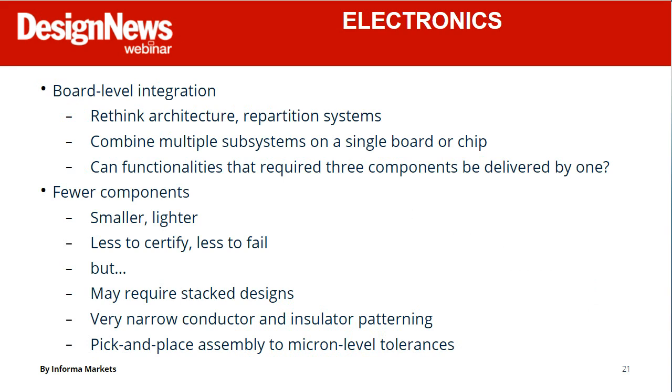which brings up, actually before we get into the next trend, how do we do this? Again, we were talking about what happens in the consumer space. Take a cue from them, and it's not Moore's law, it's really rethinking the architecture. So at a board level, you're looking at how you can combine multiple subsystems on a single board or chip. Can you combine functionalities so that one component takes care of what it needs to do? Ultimately, you walk away with fewer components, smaller, lighter, fewer things to fail, less to certify.